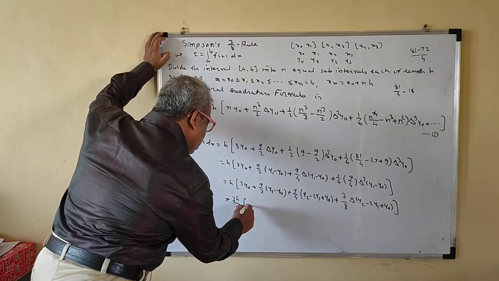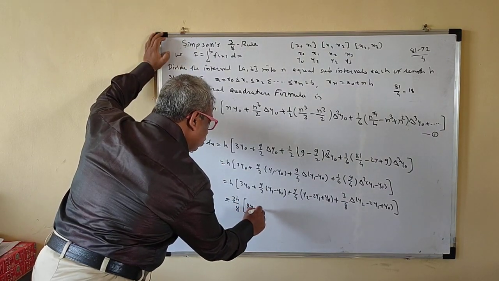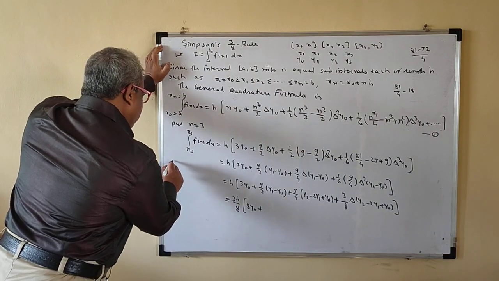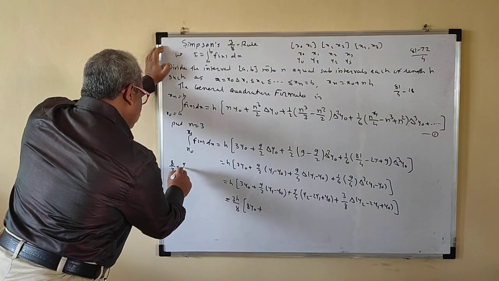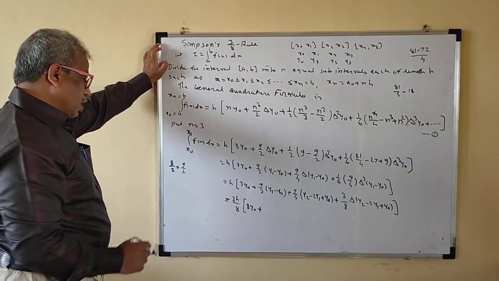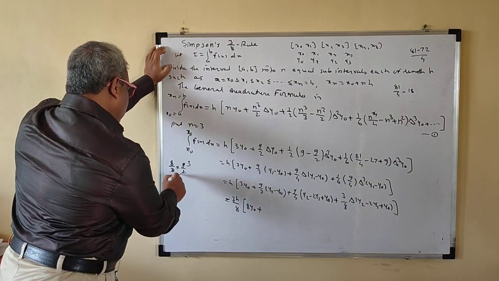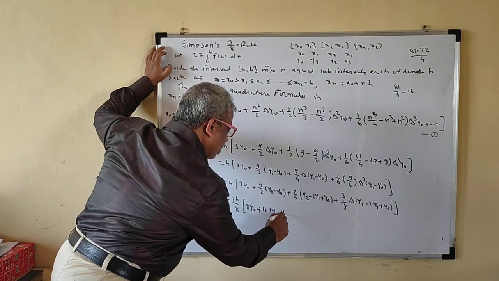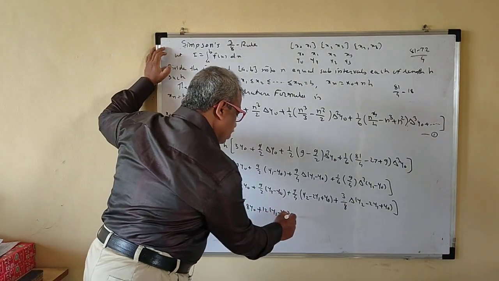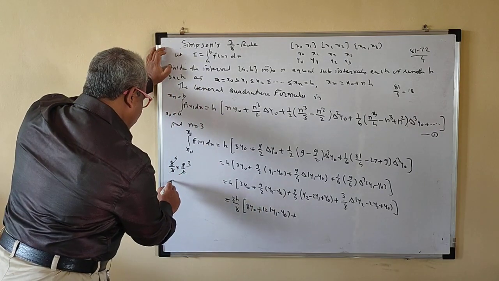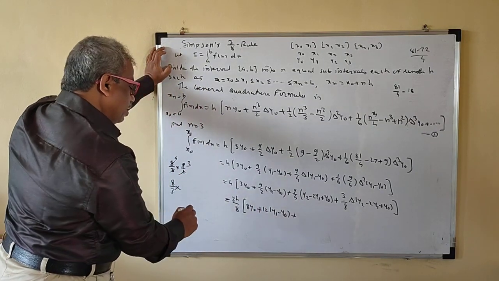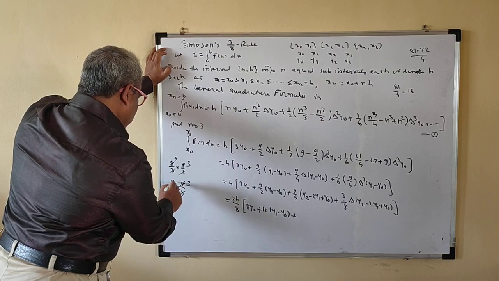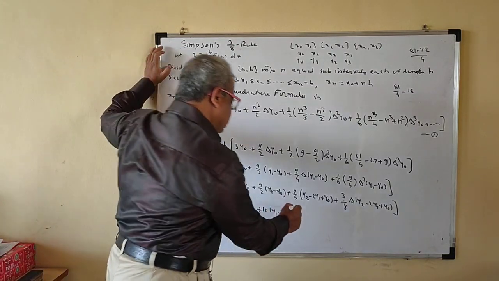So it will be what? 8y0 plus, see, 8 by 3 into 9 by 2. So this will be 3, this will be 4, this is 12 then. This is 12 (y1 minus y0) plus, now this is 8 by 3 into 9 by 4 now. 9 by 4, this is 3, and this is 2. So it will be the 6 now.